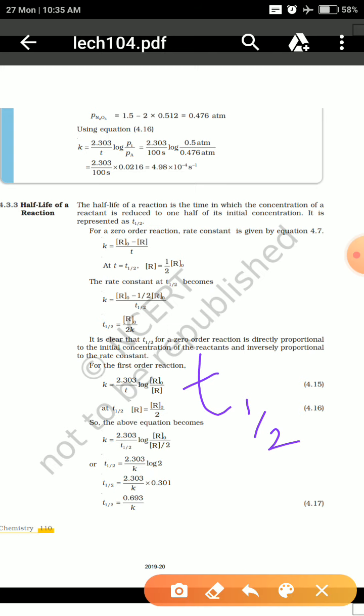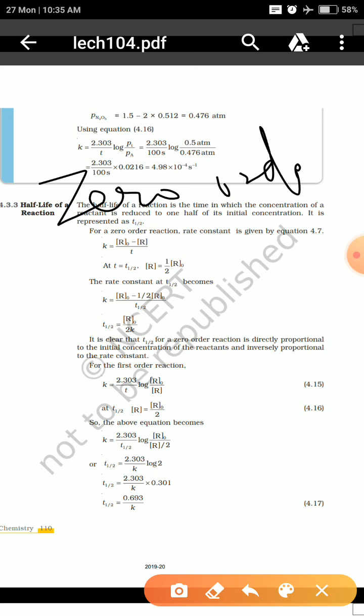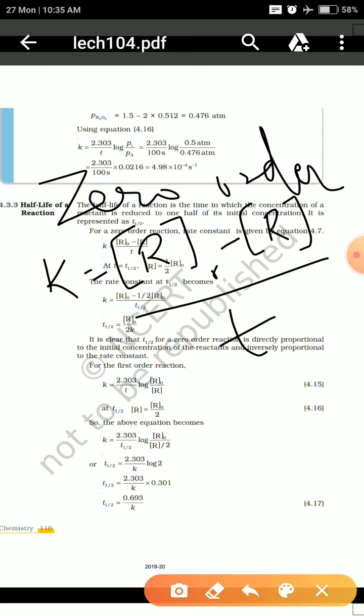First we will find the half-life of a zero order reaction. What will be the half-life of a zero order reaction? We know the rate constant equation of a zero order reaction: K equals initial concentration minus the final concentration divided by T. Now we will substitute something here. We will use T half for T. The T which is given, we will consider it as the half-life. So T will be T half.